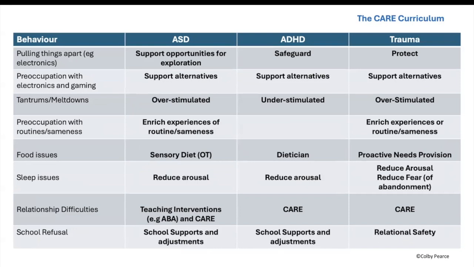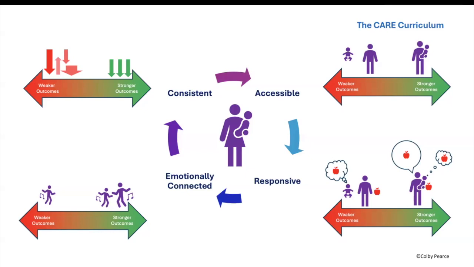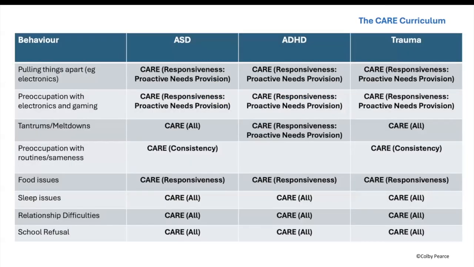This seems quite complex until we map the care model onto the same slide, where care involves enriching a child's experience of consistency, the accessibility of adults in their life who have a caring concern for them, the responsiveness of those adults, and the emotional connectedness of those adults. So when we map the care model onto these reasons, for each of these behaviours that we see in autism spectrum disorder, attention deficit hyperactivity disorder, and or where there is a history of developmental trauma, there is a care strategy to address the reasons for the behaviour, notwithstanding diagnosis or trauma history.